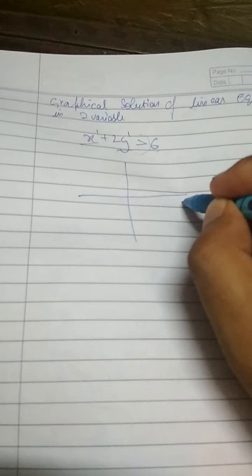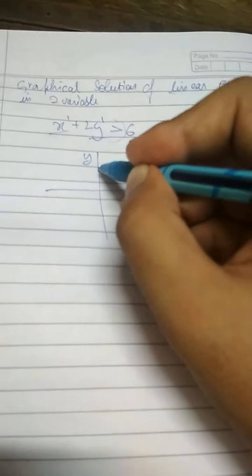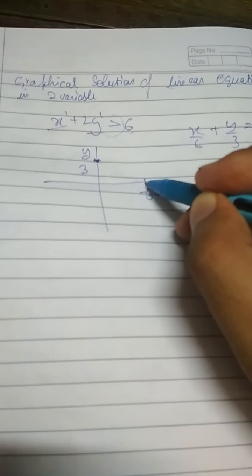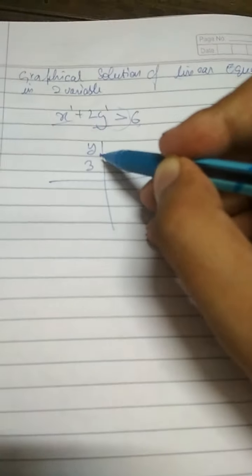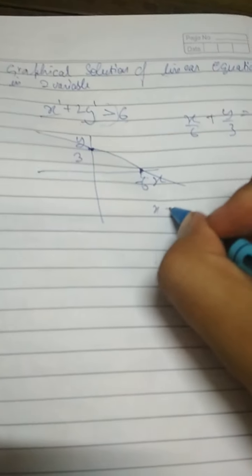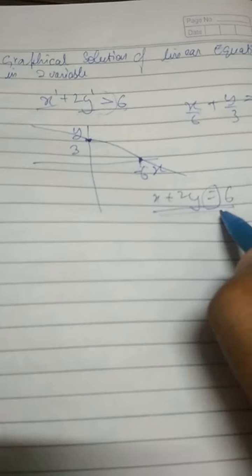Now let us draw the graph of this. X-axis, y-axis. x by 6 plus y by 3 is equal to 1. On x-axis it will intersect at 6, on y it will intersect at 3. So if we get 2 points, we can draw a unique line through those 2 points. That's why we find out 2 points. We found out the point intersecting x-axis and y-axis. Now if we draw a line through this point, then this line will represent x plus 2y is equal to 6. It will represent the equality part. All the points on this line will satisfy this equality.